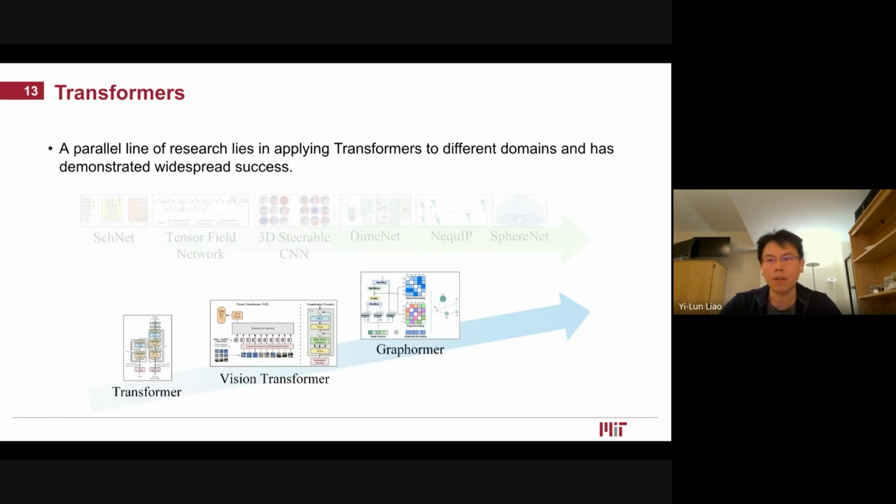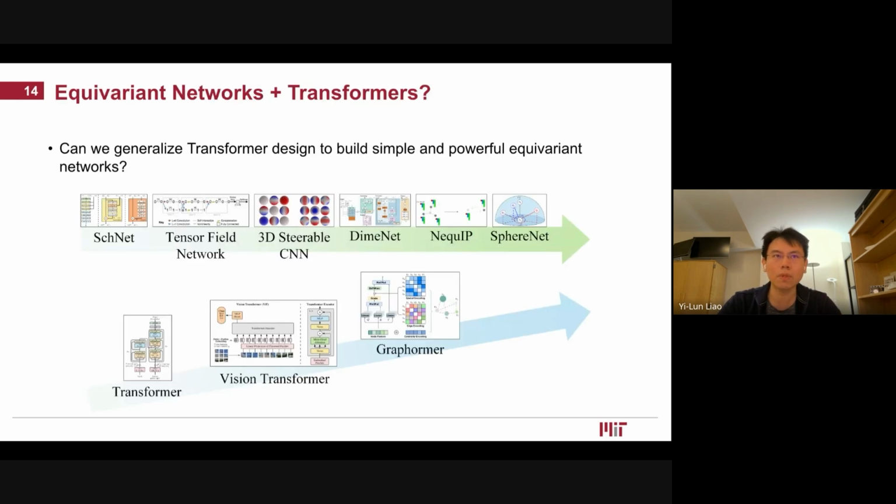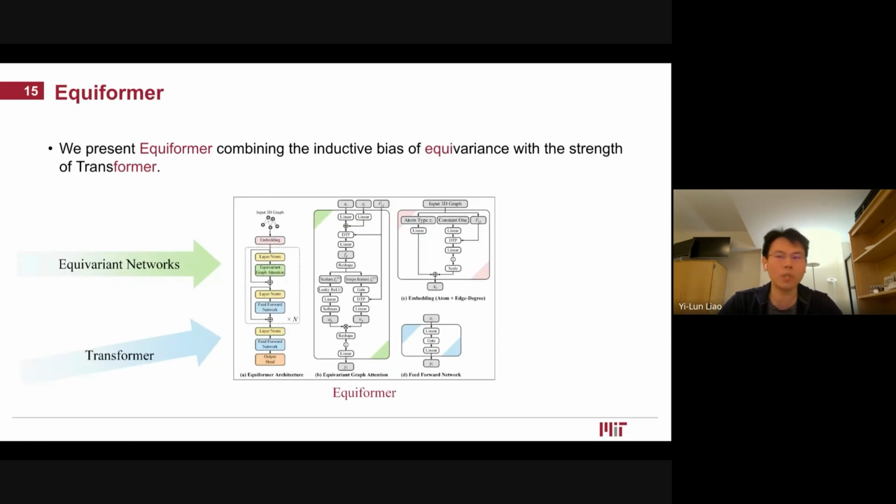In parallel, another line of research lies in applying transformers to various domains, such as images in computer vision and also graphs. And those works have demonstrated very widespread success. This naturally raises the question: can we generalize the transformer network design to build simple and powerful equivariant networks? We explore this question and present Equiformer, combining the inductive bias of equivariance with the strengths of transformers.